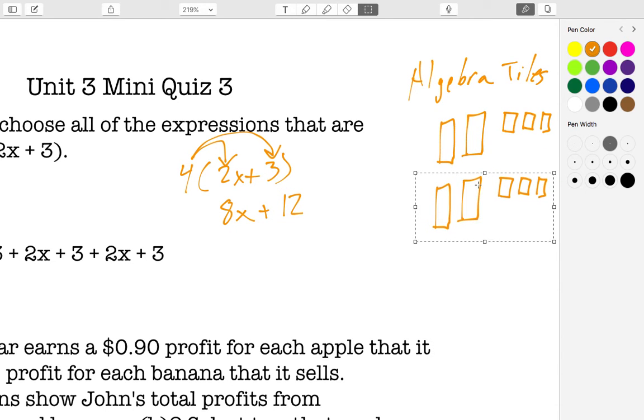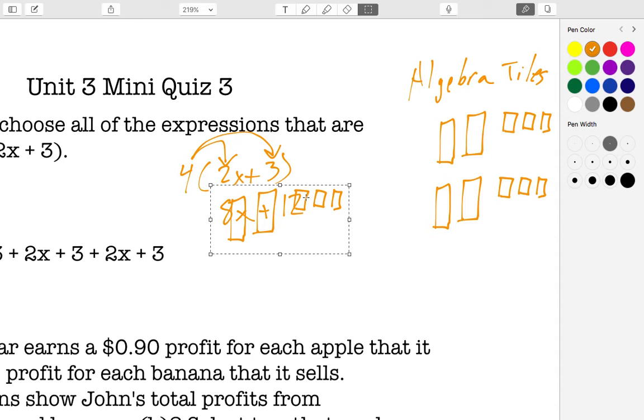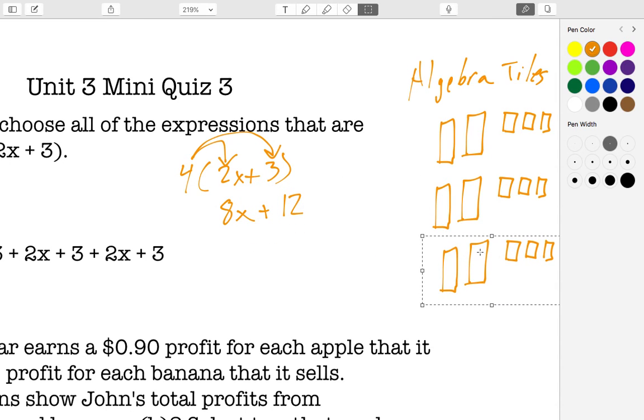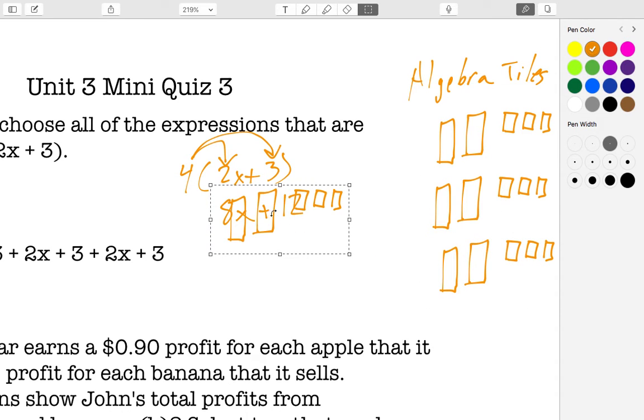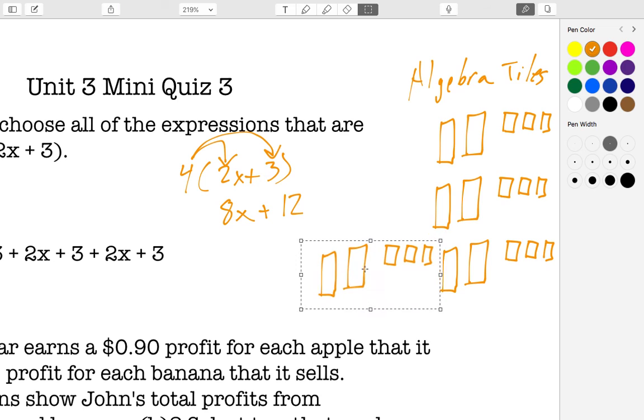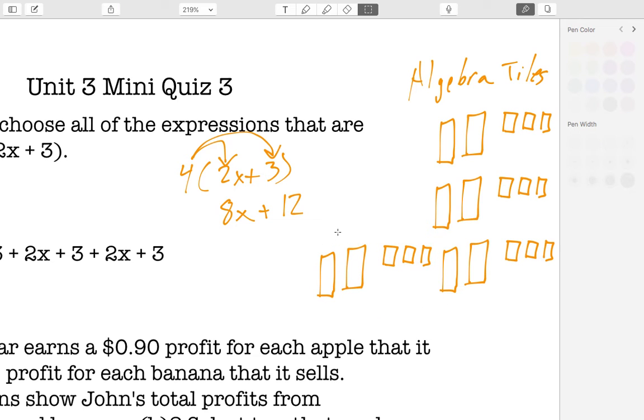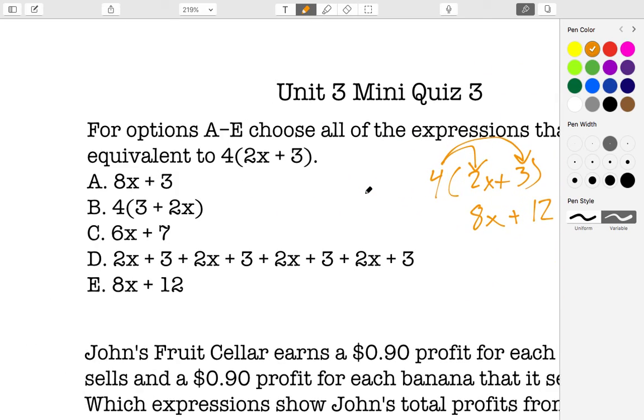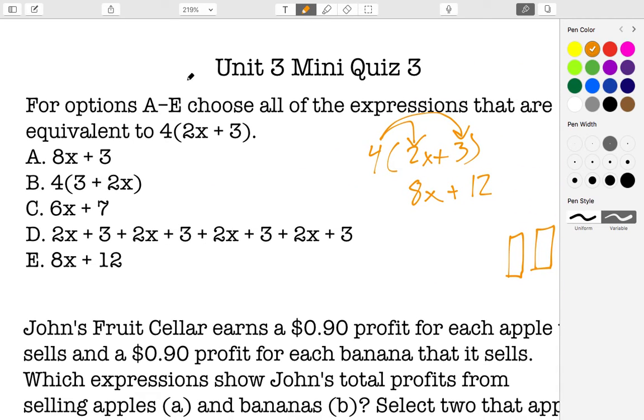So 1, 2. Okay, 4. Now, what helps you in visualizing this as algebra tiles, does everyone remember how we did that? Yeah. Okay, so this helps us because now, when I look over here, you see 8x plus 3.